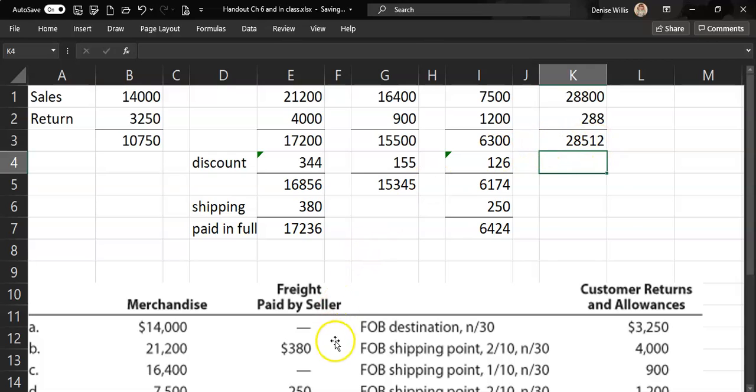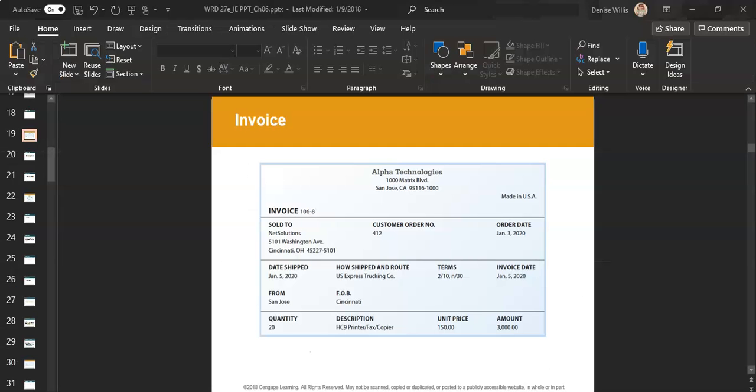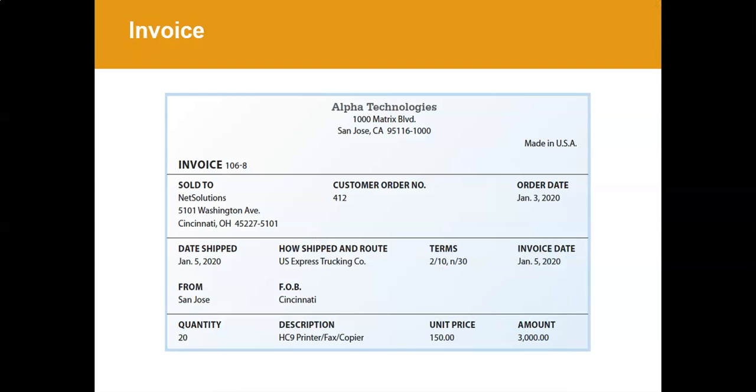Okay. Now we've talked about FOB destination and FOB shipping point. I want to show you an invoice and apply that information to this invoice. Okay, I have brought up an invoice here to look at. You can see that Alpha Technologies sold to Net Solutions some HC9 printer fax copiers. Okay, now let's look at the information given to us here. It is 2/10, net 30. Okay, we can see the discount being given to us here. We have 10 days to pay and get a 2% discount. Otherwise, the net is due in 30 days.